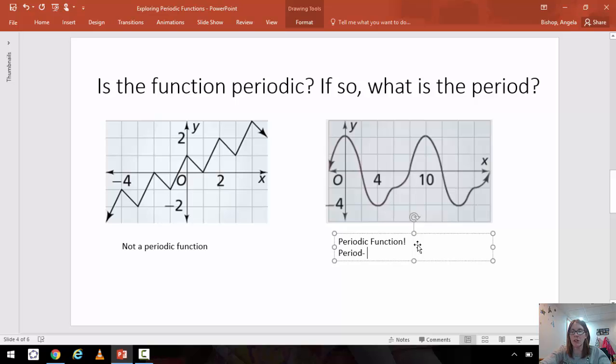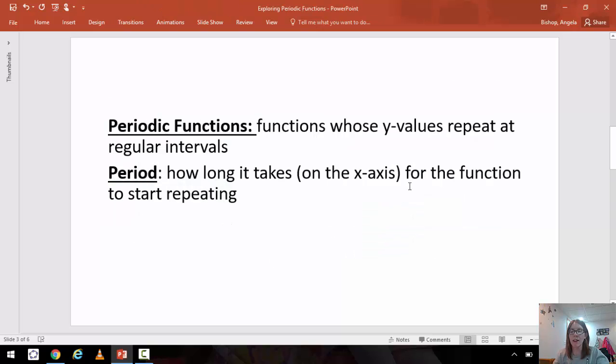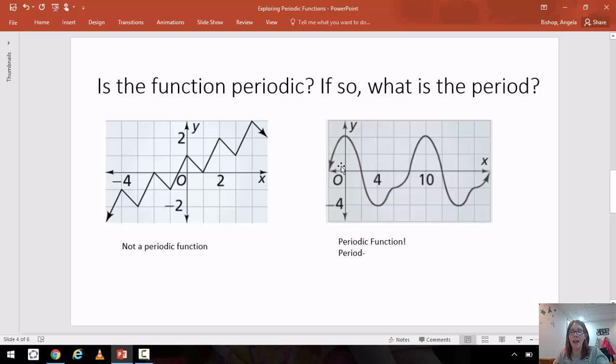Now we have to figure out what the period is. And again, the period is how long it takes on the x-axis for the function to start repeating. You can look at any of your key features on the graph. I usually like to look at either the highest point or the lowest point on the graph. I tend to think of that as the easiest identifying feature. So if I start at the highest point here, my next highest point is 10 away. My x value here is 0, my x value here is 10. So that means the period is 10.